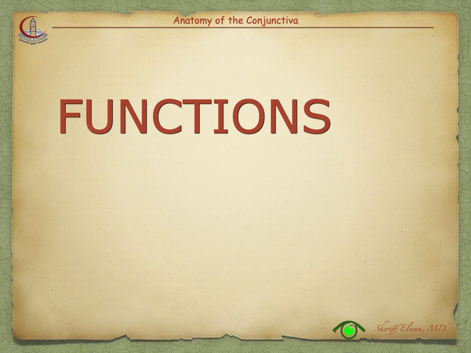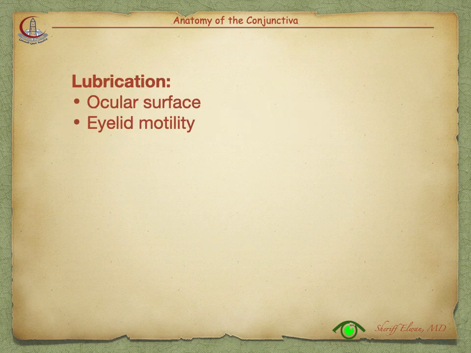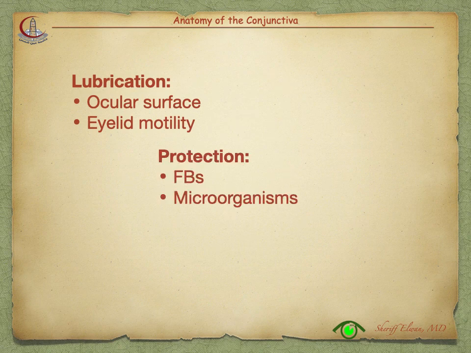Finally, to relate the structure to function, we have the following functions of the conjunctiva. The first is lubrication, and this is aided, of course, by its content of goblet cells, lubricating the motility of the eyelids, both upper and lower, on the ocular surface, and aiding in the process of ocular resurfacing, as well as wetting the ocular surface all the time.